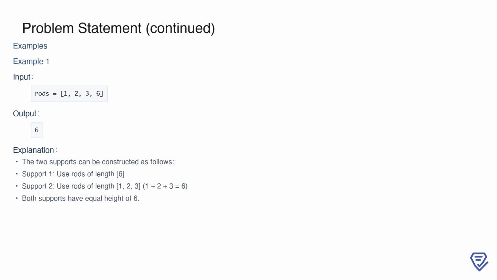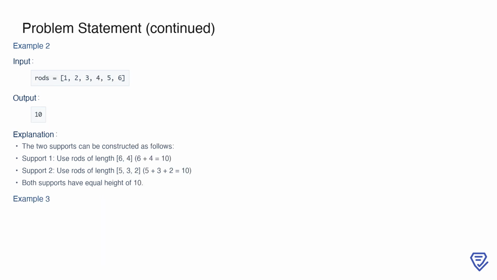Let's look at the first example to understand this better. Suppose we have an input array of rods with lengths 1, 2, 3, 6. The output in this case is 6. Here's why: we can use the rod of length 6 to form one support, and for the second support, we combine the rods of lengths 1, 2, and 3, since 1 plus 2 plus 3 equals 6, both supports have the same height. This configuration ensures the maximum possible equal height of the two supports is 6.